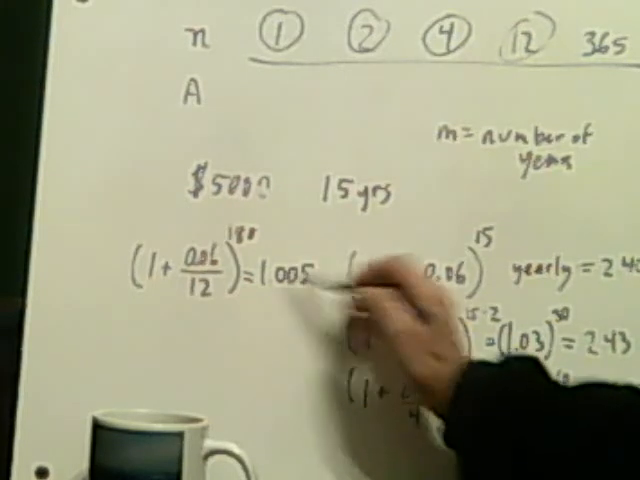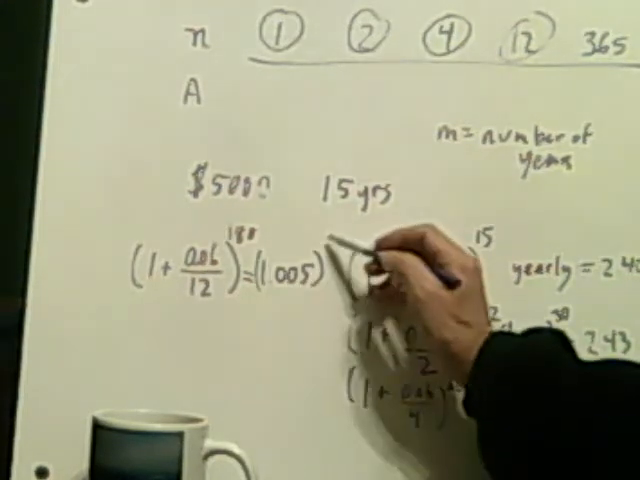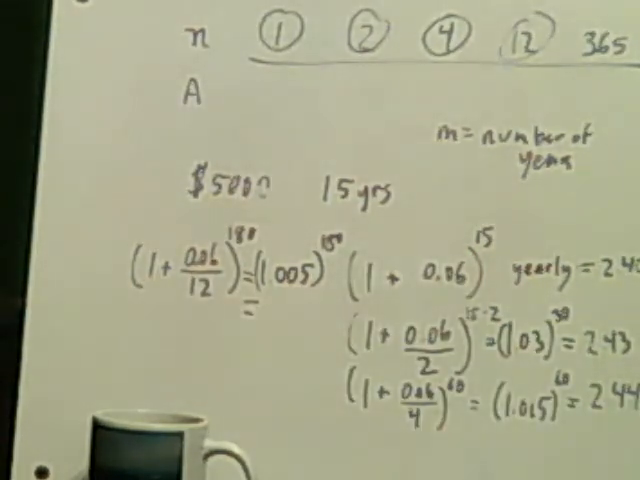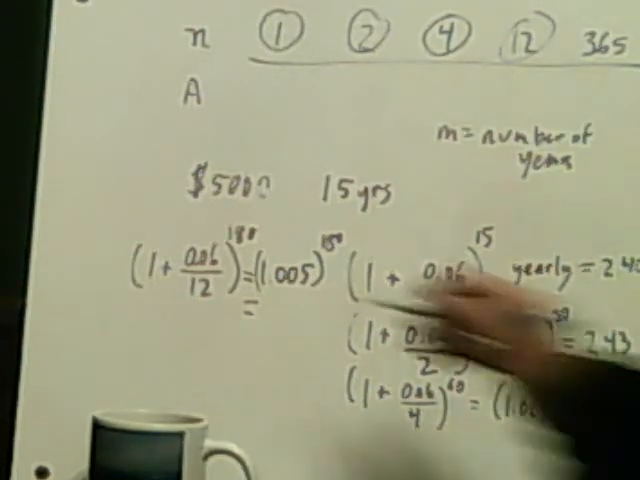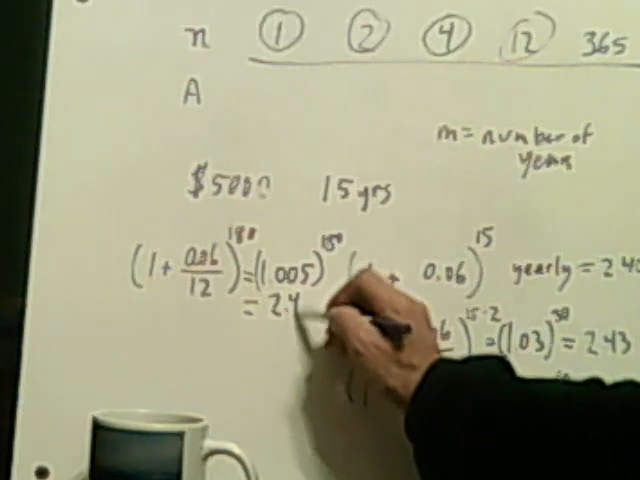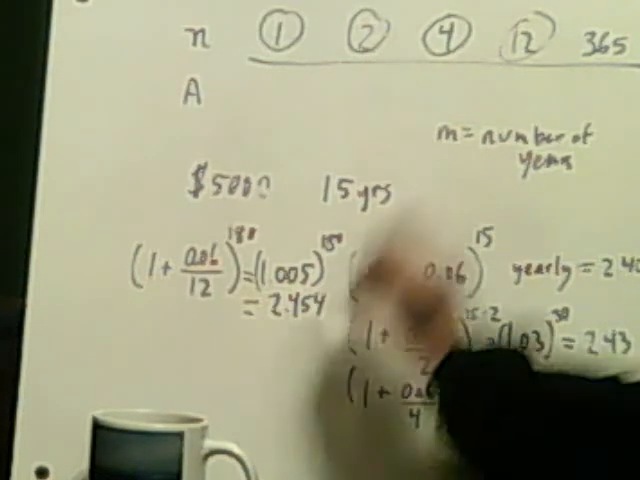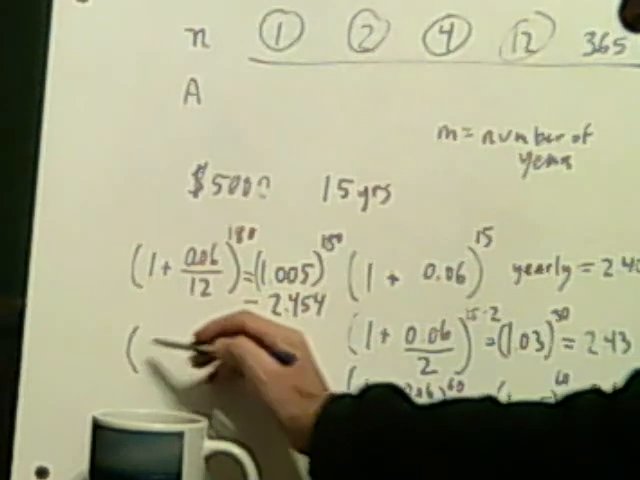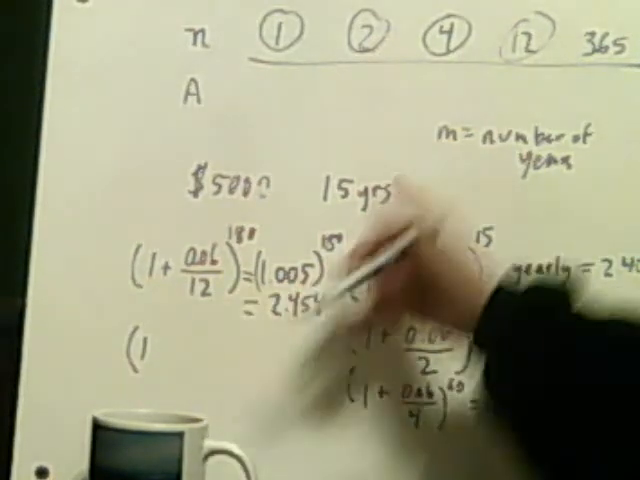So 1.005, or 0.5%. That's increasing by 0.5%. You raise it to the 180th power. Let's see what you get. 1.005 y to the x, 180 times. And that comes out to 2.454. Okay, it's just getting a little bit bigger, but it doesn't continue to grow indefinitely.